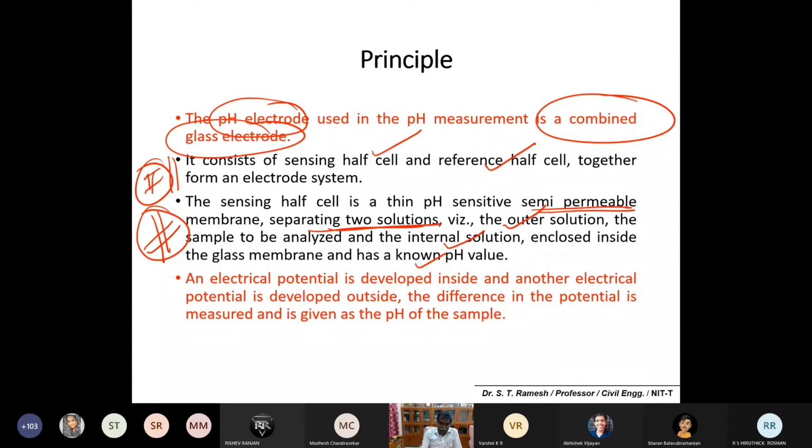You can measure the electrical potential because of the half cells. An electrical potential is developed inside and another outside. The difference in potential is measured in terms of the pH of the particular sample. So please make a note on this. This slide is important: how the pH is measured in a particular solution.